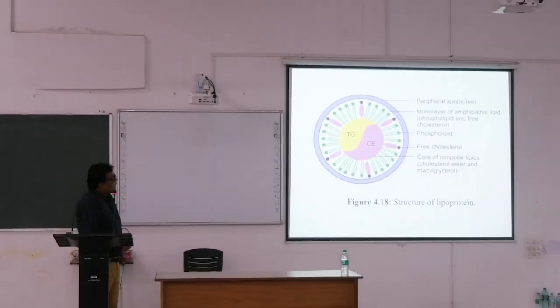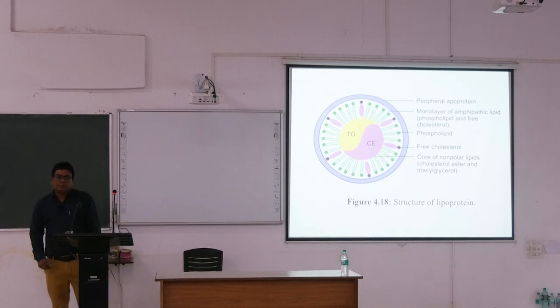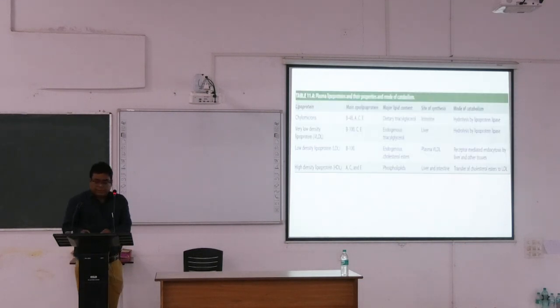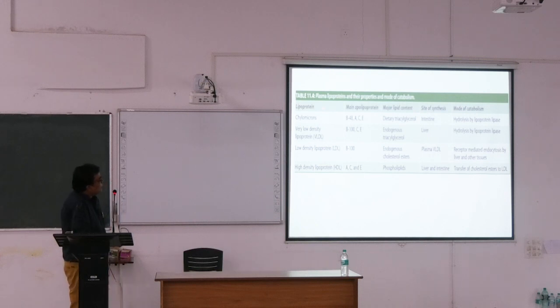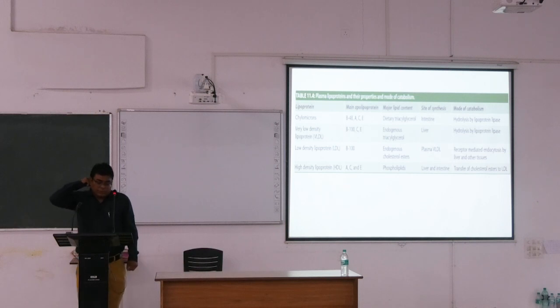So this is the structure of lipoprotein molecules. Now we see all the classes of lipoprotein molecules with their function. The first one is chylomicrons. The main apolipoproteins are B48 and A, C, E. This is the subclassification of these apolipoproteins.